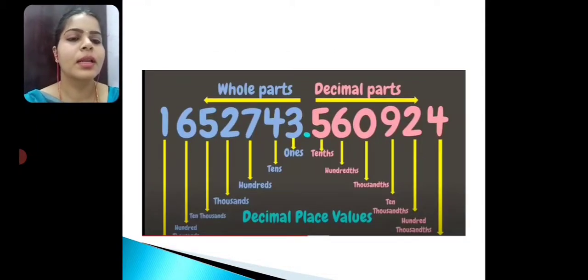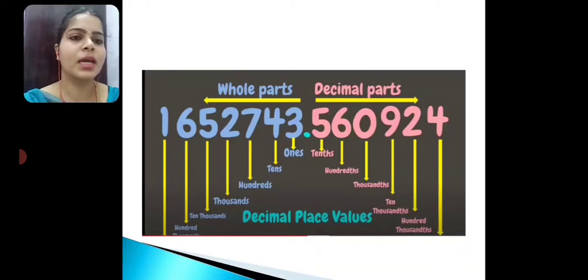Now, you have already learnt about decimal place values. Let us see again. Here, the values to the right hand side of the decimal point are called decimal parts. 5 is the 10th place, 6 is the 100th place, 0 is the 1000th place, 9 is the 10,000th place, 2 is the 100,000th place, and so on.